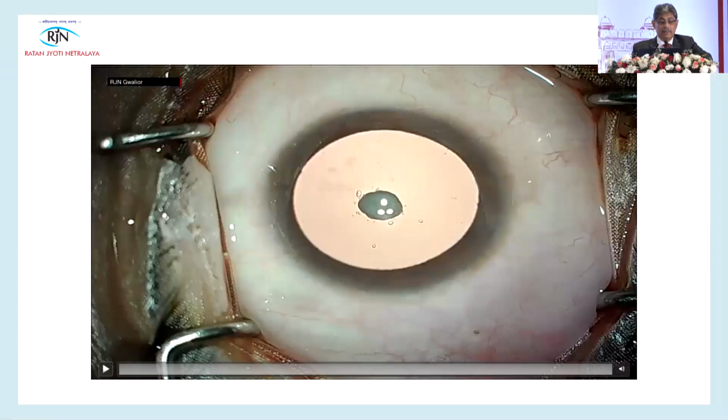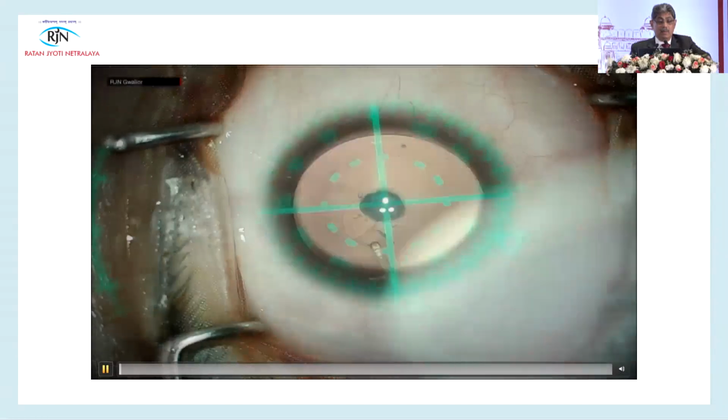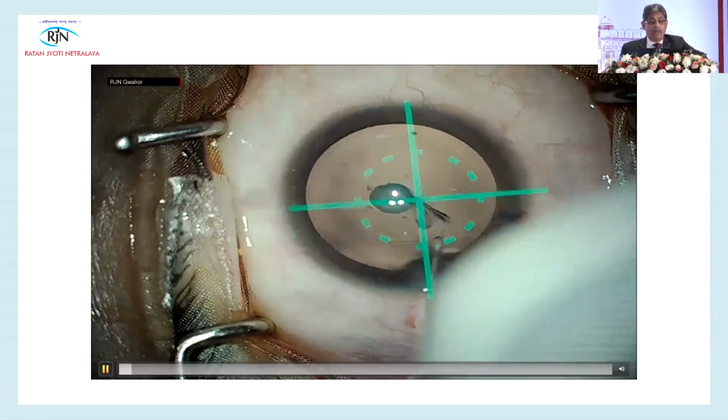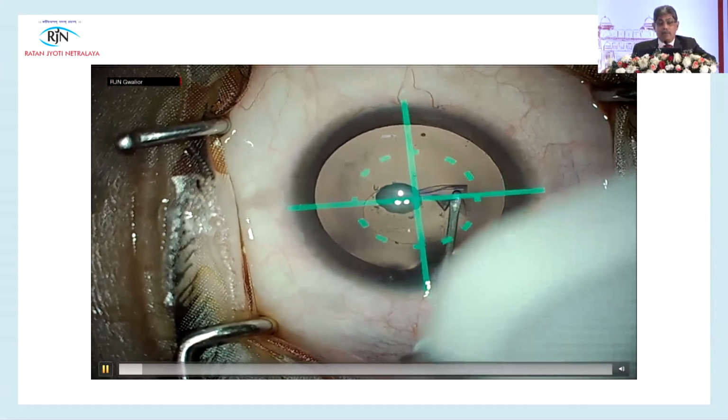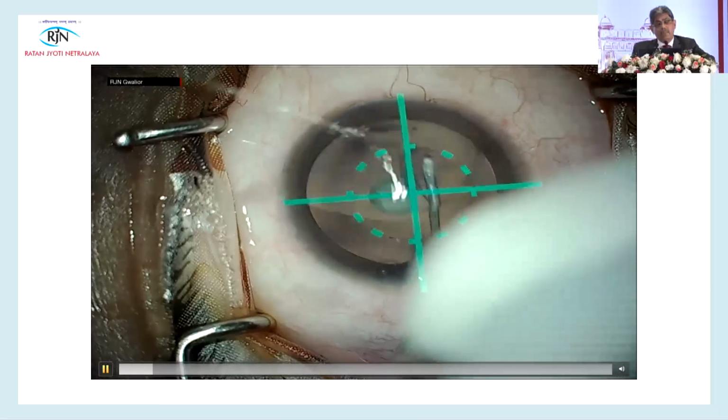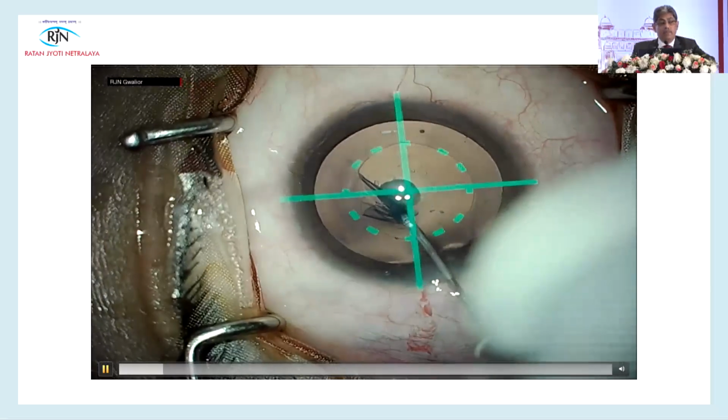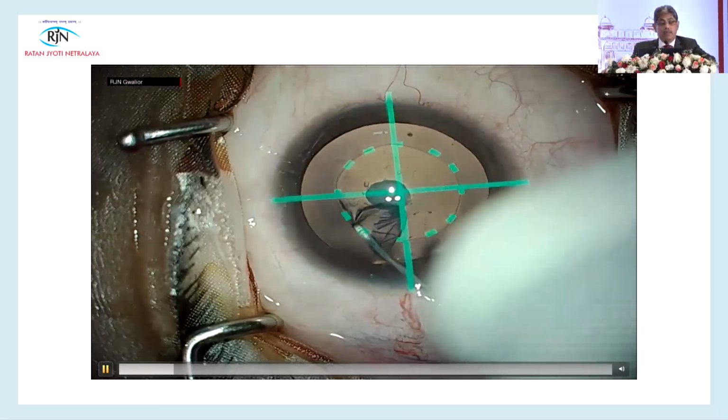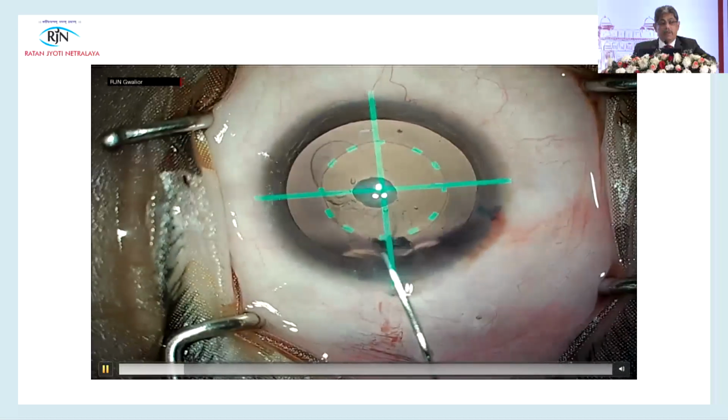This is a case of a young patient having a posterior polar cataract. All these patients have very poor quality of vision, so they always come forward for early cataract surgery.